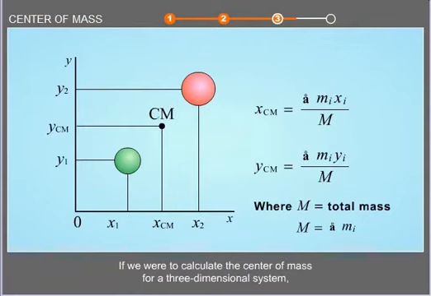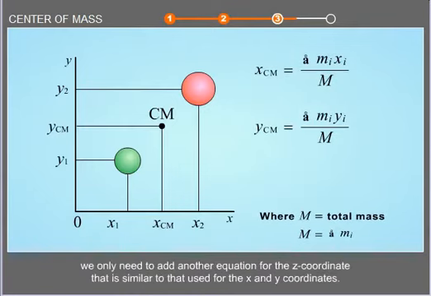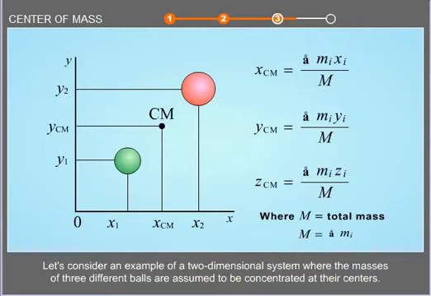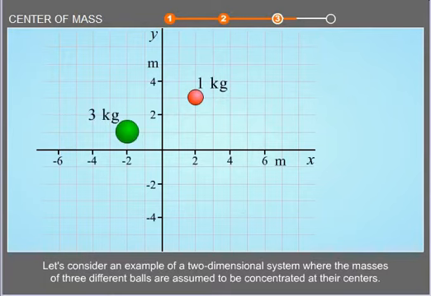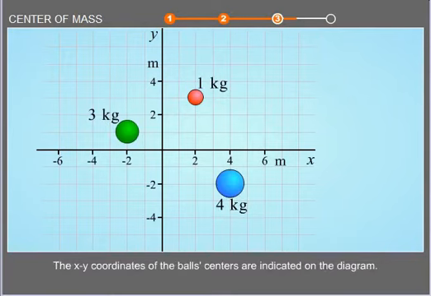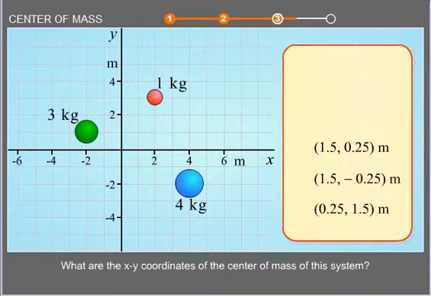If we were to calculate the center of mass for a 3-dimensional system, we only need to add another equation for the z-coordinate that is similar to that used for the x and y coordinates. Let's consider an example of a 2-dimensional system where the masses of 3 different balls are assumed to be concentrated at their centers. The xy coordinates of the balls' centers are indicated on the diagram. What are the xy coordinates of the center of mass of this system?